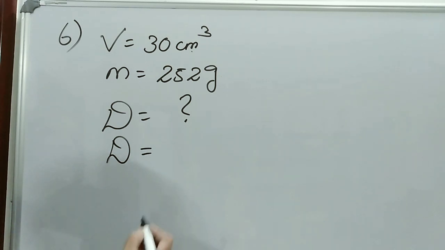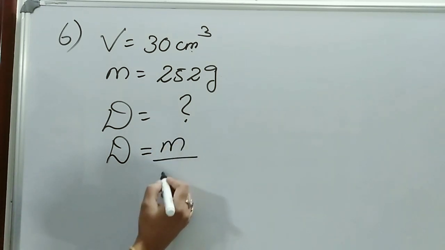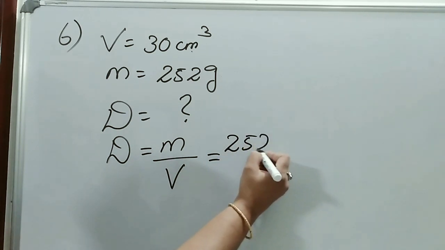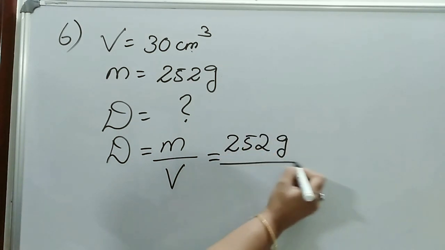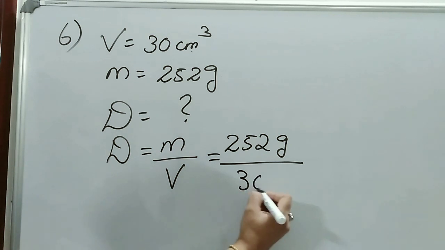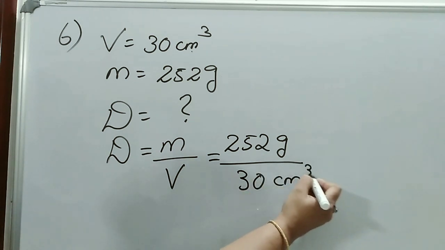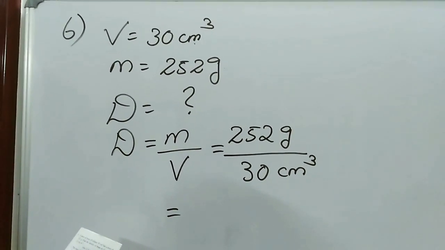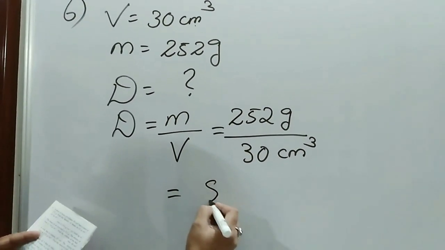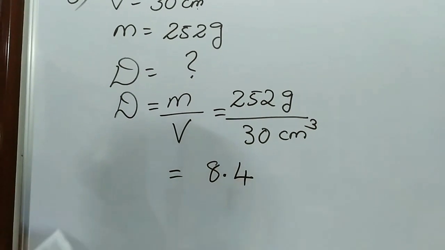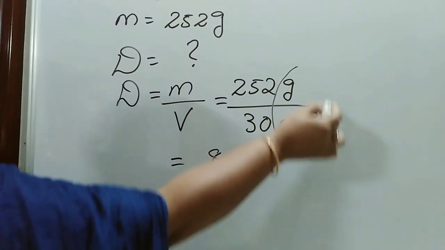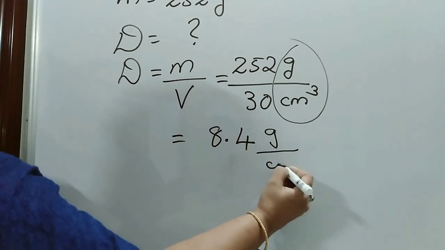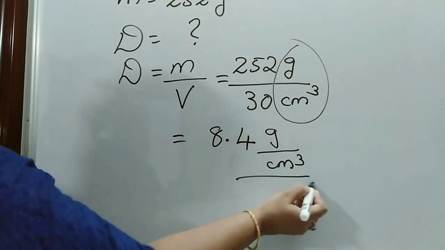We have the formula: density is equal to mass by volume. Mass is 252 gram divided by volume, 30 centimeter cube. So when you divide 252 divided by 30, you will get the answer 8.4. Now what is the unit? Here you can see what is the unit. Gram per centimeter cube. So our first answer is okay.